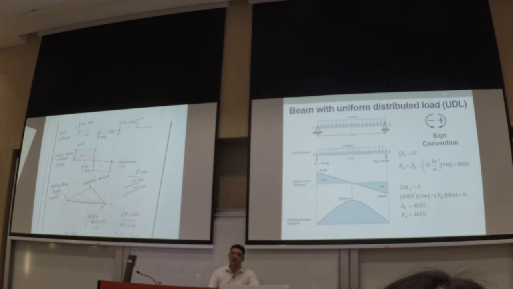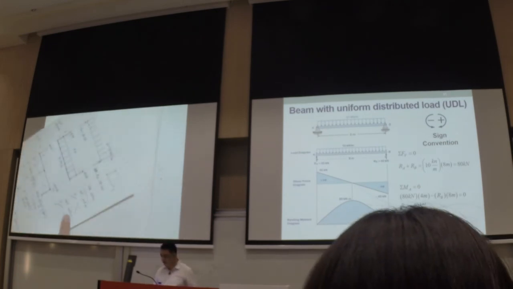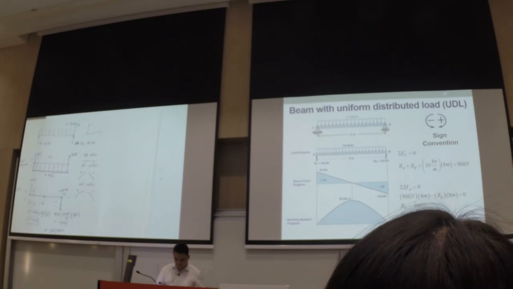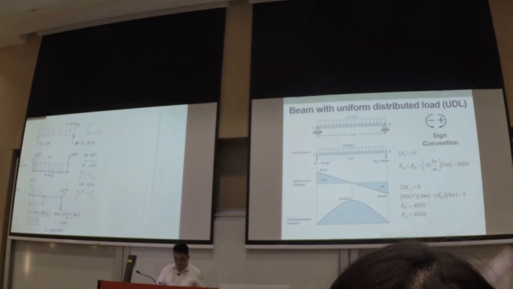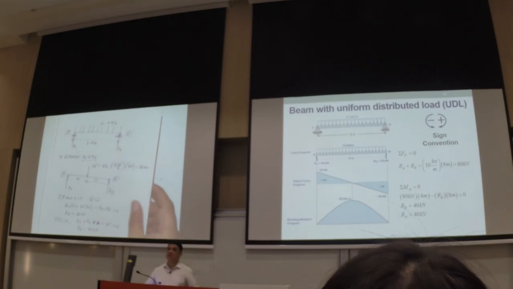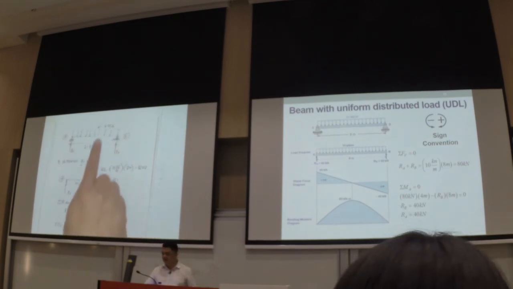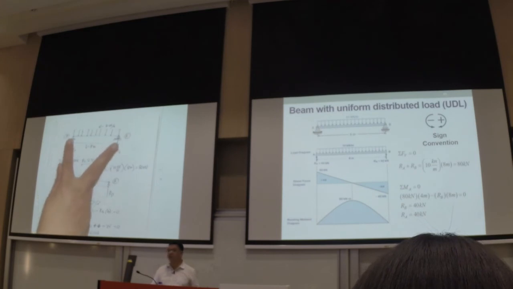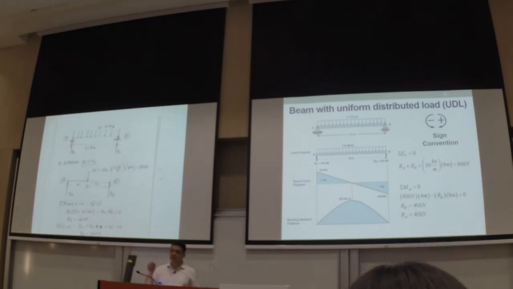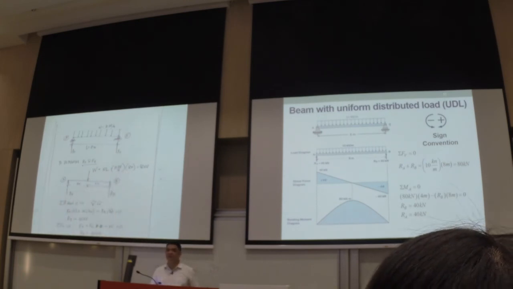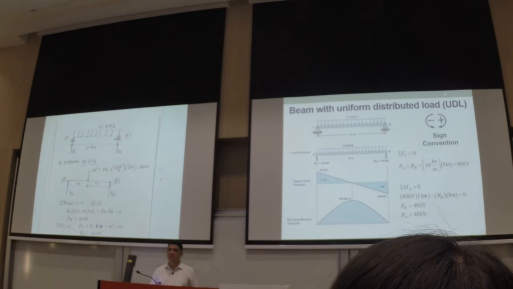So since this one is a UDL, for the purpose of getting the reaction forces, we need to have an equivalent load. And how did we determine the equivalent load? That's simply the load density multiplied by the length where that UDL is acting. So we took that equivalent load and we determined the reaction forces. Okay, just an example here.